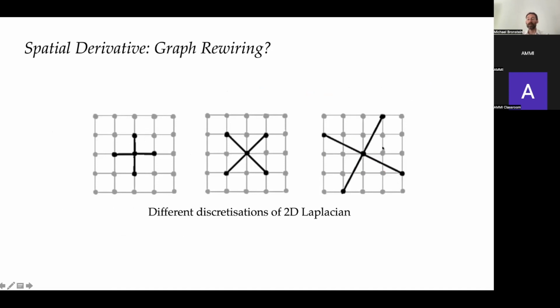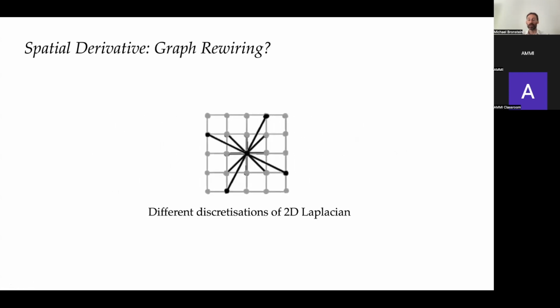These are three different ways I can discretize the Laplacian, right? I can take, for example, the typical 4 neighbors, or I can rotate everything by 45 degrees and take other 4 neighbors, or I can take more distant neighbors. Or because the operators are linear, any convex combination of these discretizations is also a valid discretization of the Laplacian.